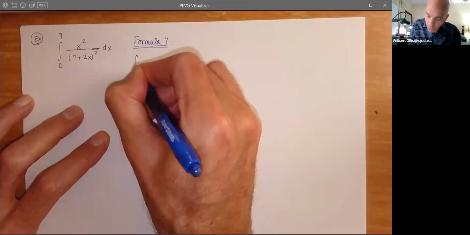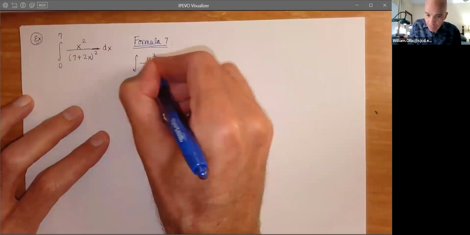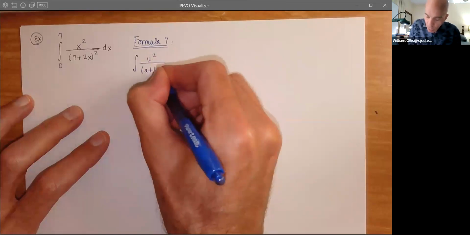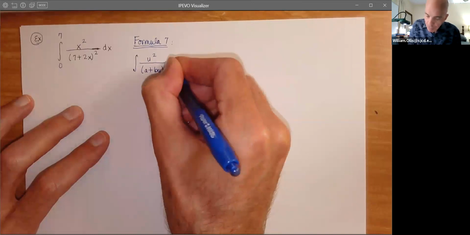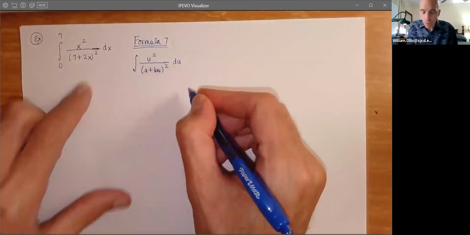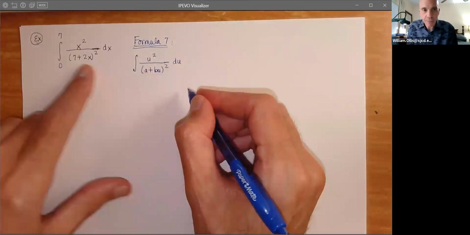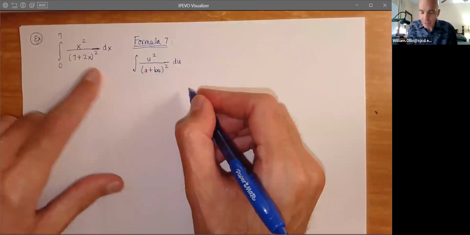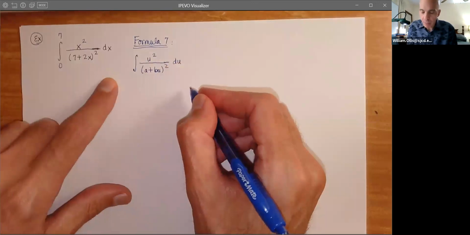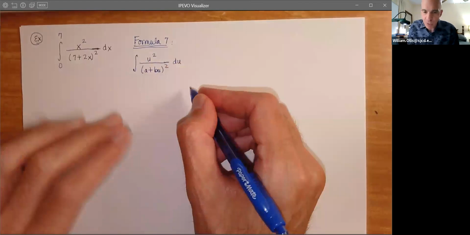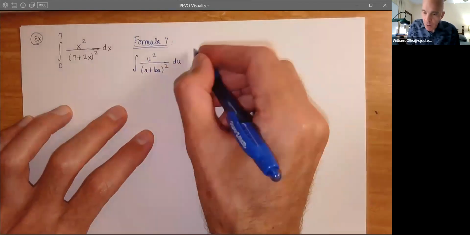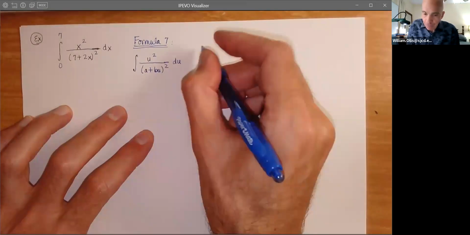We have u squared over a plus bu quantity squared du. So again, as you see a particular form, look through the table and match it up. It looks like, except for some constants, we're pretty good. Everything looks easy like the last one. And so this particular integral has the following antiderivative.